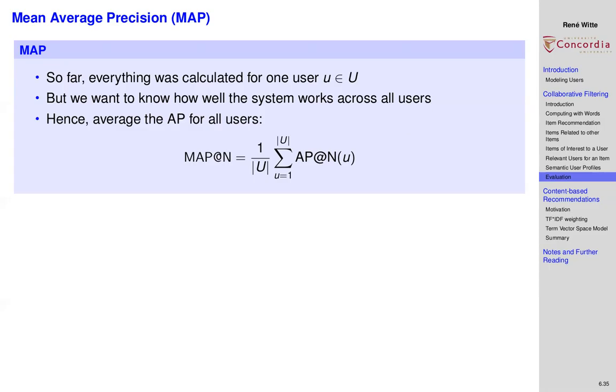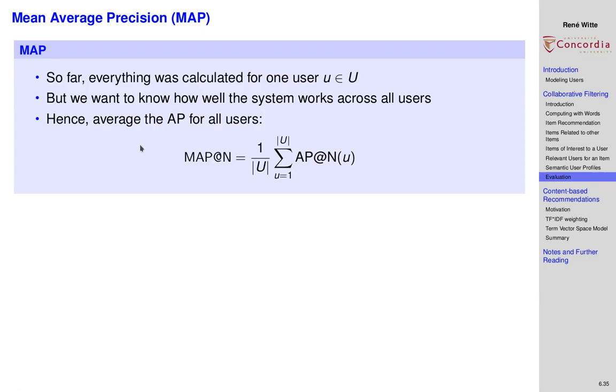Now, it doesn't help if the system gives perfect recommendations for one user, but for all the other users, the recommendations are rather bad. And this is what the mean average precision is doing. Basically, we are computing this average precision at n for a user, but we do this now for all users. So if there are 1,000 users, we are going to do this calculation 1,000 times and then divide it by 1,000 to get the average precision. And this is called the MAP, or more precisely, the MAP at n.